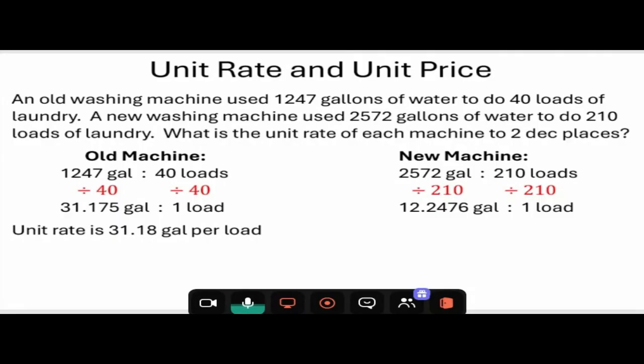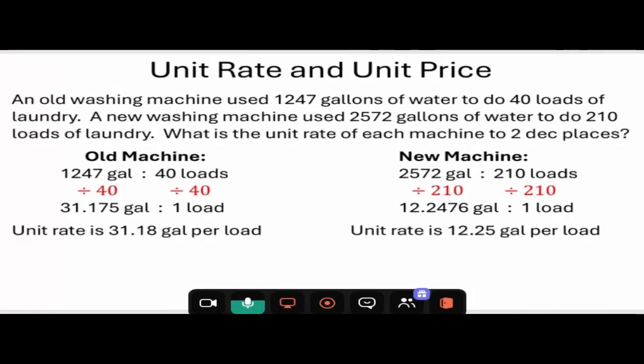So I divide both by 210. That forces the second number to be 1. And now I know how much water per load. Again, remember, rates are a per statement. Kilometers per hour, gallons per load, eggs per batch. And we get them by forcing the second number in the ratio to become 1. 12.25 gallons per load. You can see the new washing machine uses a lot less water than the old washing machine. And I think I pulled those numbers from the real world, actually. I Googled some information about old and new washing machines.